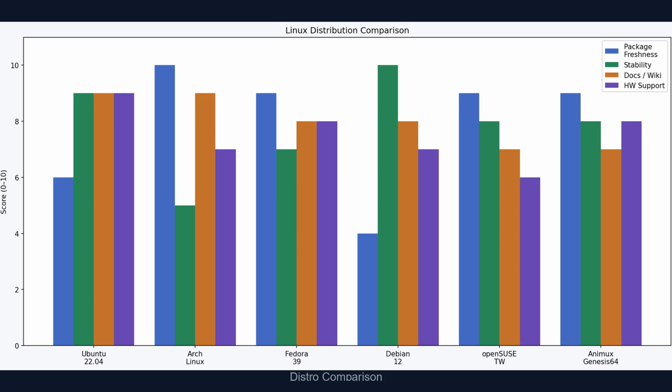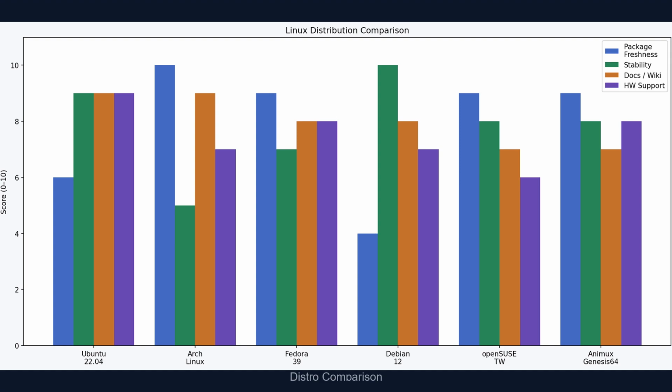Choosing Debian as the base for Animux Genesis 64 wasn't arbitrary. The distribution comparison chart makes the reasoning visible. The chart scores 6 distributions: Ubuntu 22.04, Arch Linux, Fedora 39, Debian 12, openSUSE Tumbleweed, and Animux Genesis 64 across 4 dimensions: package freshness, stability, documentation and wiki support, and hardware support.